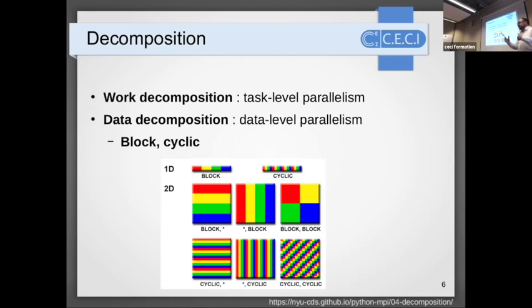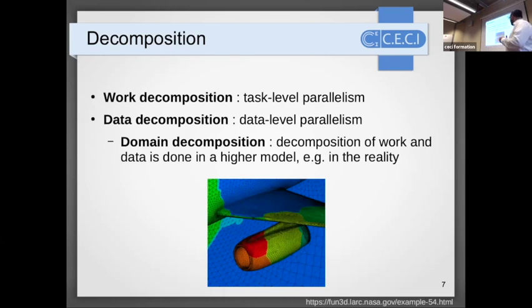There are several ways to decompose the data. If you have vectors in one dimension, you can decompose them by block or in a cyclic way. Also, if you have two dimensions, there are multiple ways to split the data and distribute it to the workers. Again, block, cyclic, or a combination of both. Or you can have what we call a domain decomposition, where you decompose the data in a way that makes sense with respect to the application domain of the data.